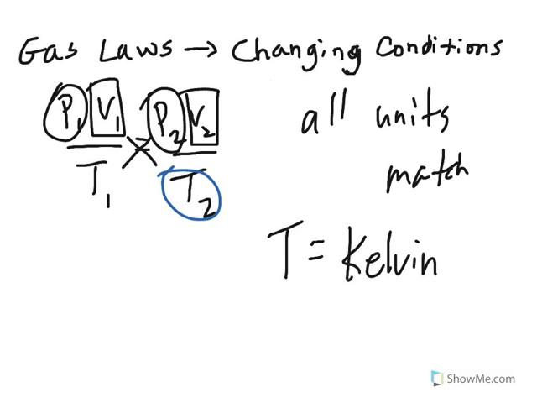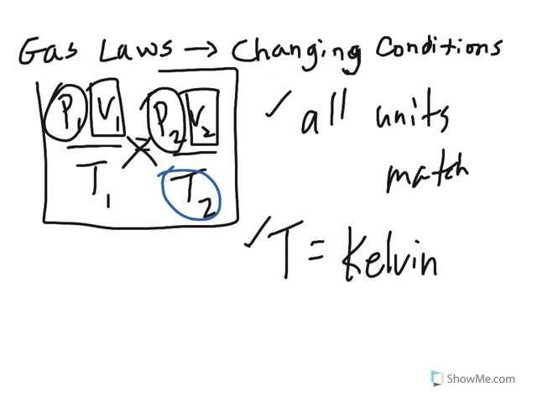So these are the basic rules. All units have to match each other on both sides. Temperature's got to be in Kelvin. And if you have that, this combined gas law will get you just about anything you need if you have changing conditions in a problem.